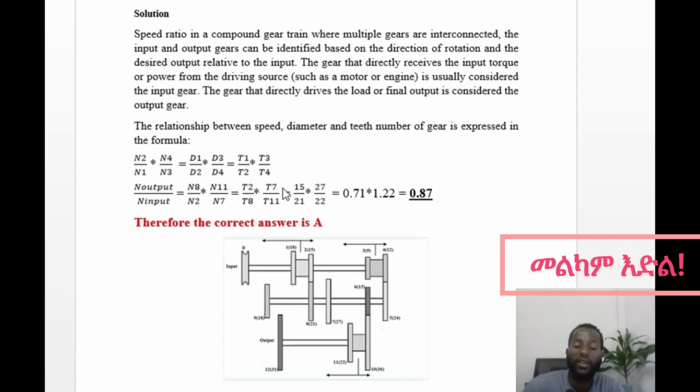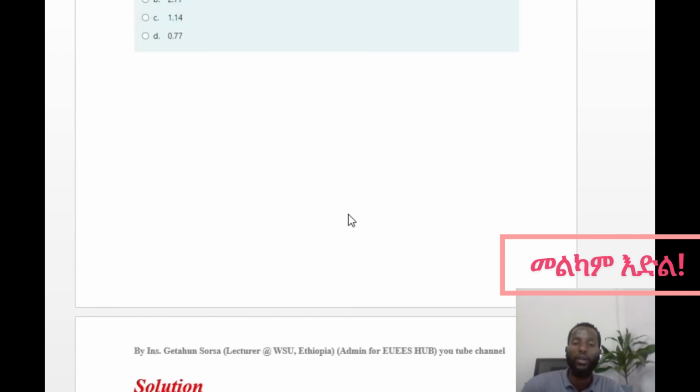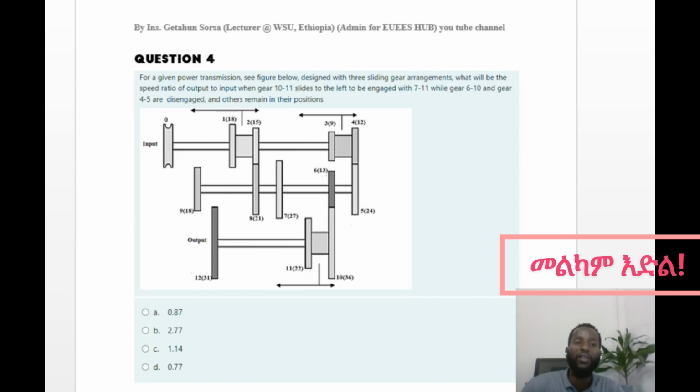እንደዚህ ካደረግን በኋላ this t2 ማለት ተሰጥቶናል 15 ነው፣ t8 ማለት 21፣ t7 ማለት 27፣ t11 ማለት 22 ተሰጥቶናል። ማልቲፕላይ ስናደርግ 15 over 21 0.71 ይመጣል፣ 27 over 22 ደግሞ 1.22 ይመጣል። ይሄን ስናባዛ 0.87 እናገኛለን። ኦፕሽን ኤ ኮሬክት አንሰር ይሆናል። Therefore, for this question, option A is correct answer.